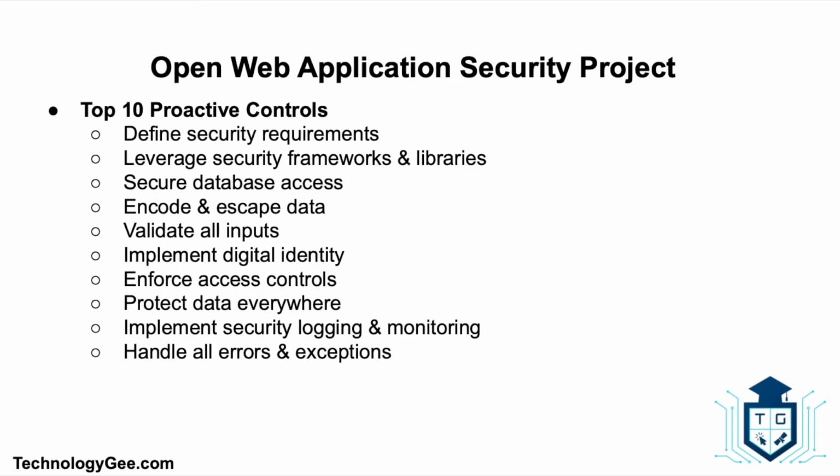The OWASP Proactive Controls are a collection of secure development practices and guidelines that any software developer should follow to build a secure application. And the top 10 proactive controls are defining the security requirements, leveraging security frameworks and libraries, securing database access, encode and escape data, validating all inputs, implementing digital identity, enforcing access controls, protecting data everywhere, implementing security logging and monitoring, and handling all errors and exceptions.